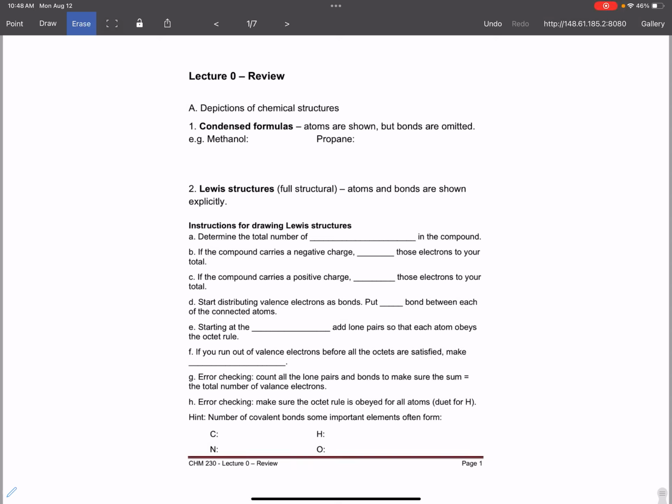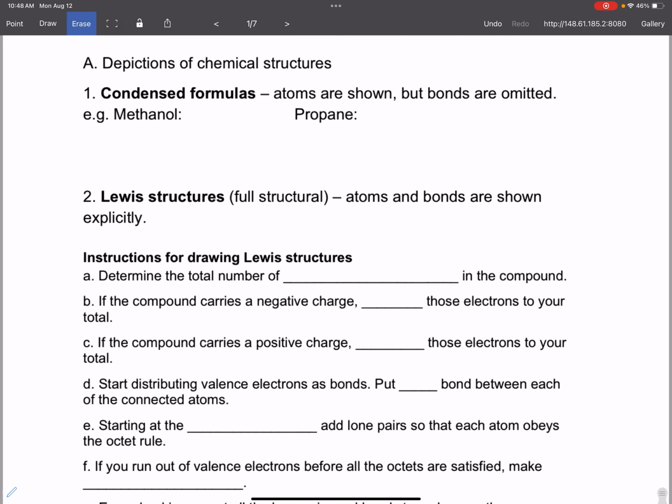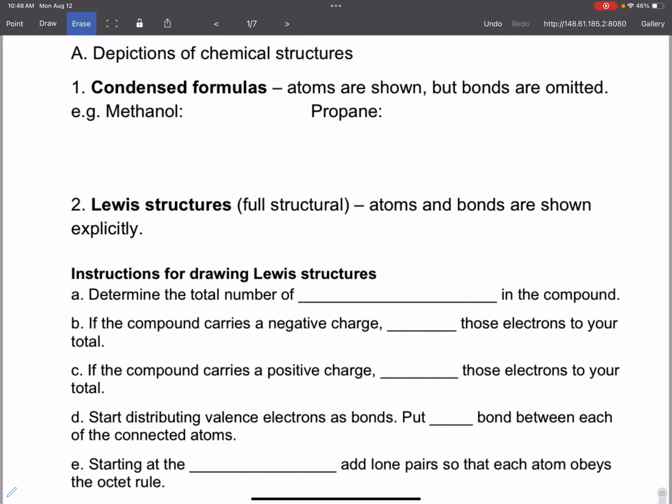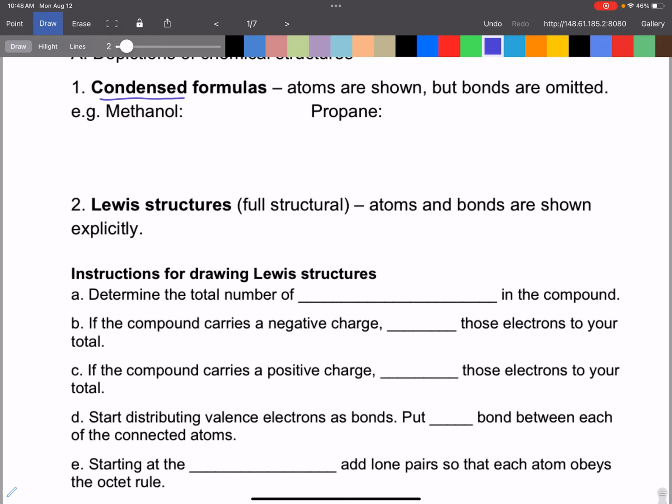In this video, we're going to talk about some review topics, including chemical structures and how we depict structures in chemistry. And hopefully this is review for most of you, but if you need a little refresher, that's great. This will help you with that, and also you could look at your textbook as well. So the first thing I want to talk about are the condensed formulas that we'll see.